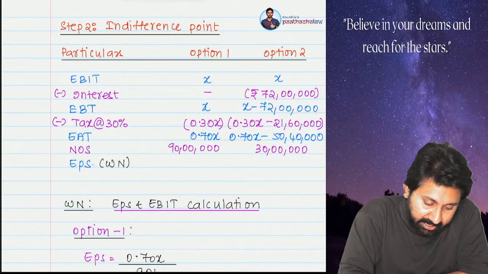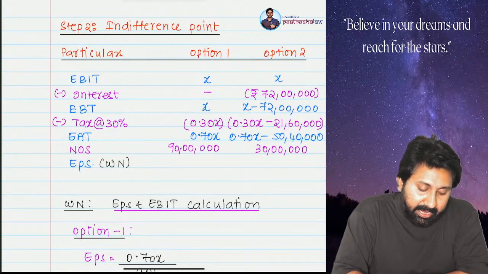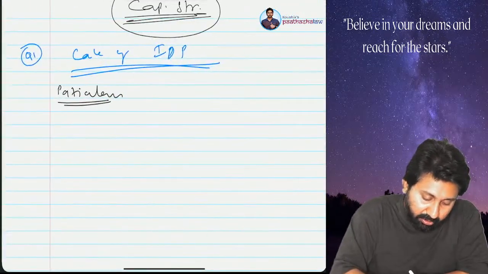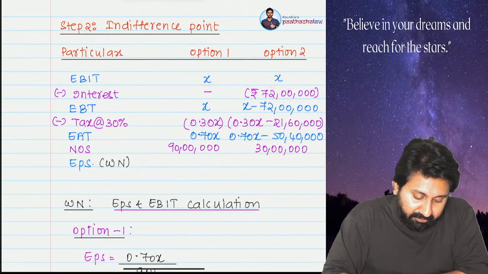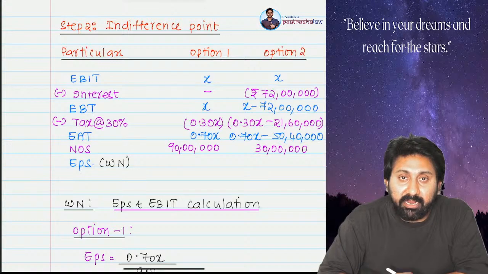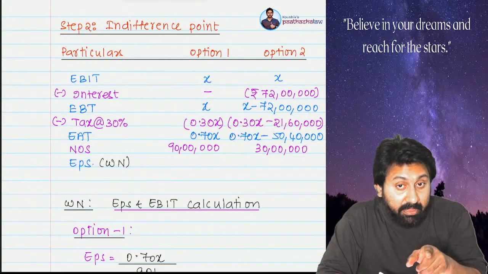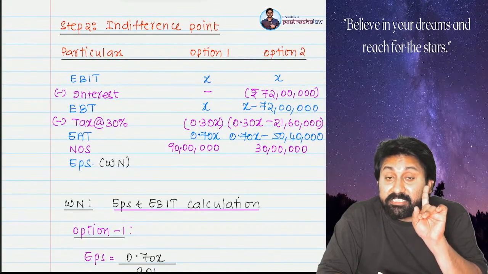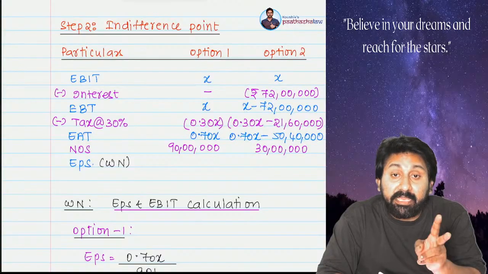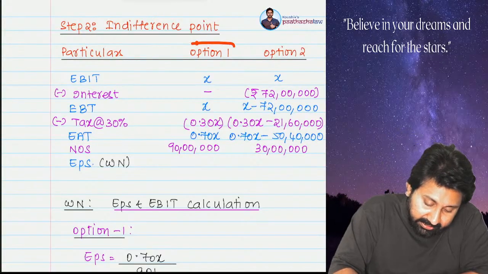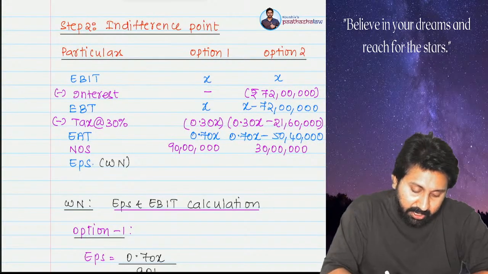See the answer clearly. EBIT will be assumed to be X. EBIT minus interest, that's what I have written here also. First option, interest is not there. Sir, he did not say that. Whenever an indifference question is asked in exam, he need not tell. First option will be all equity, meaning no debt. Second option will be equity plus debt. This is the option already given in the question.